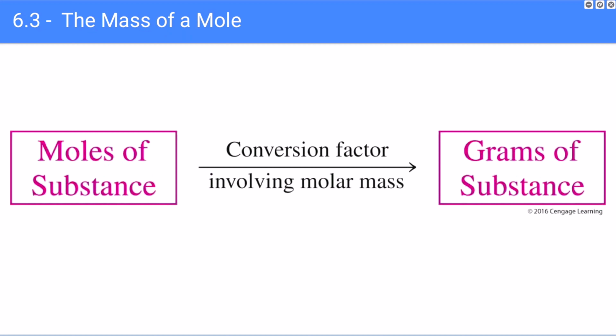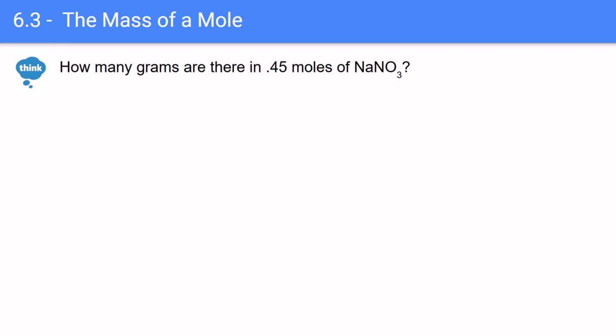Remember, the numbers on the previous slide are how many grams there are in 1 mole, just like what we discussed previously. The 1 always goes with the moles when we do these types of conversions. So let's continue our work with an example here. It says, how many grams are there in 0.45 moles of NaNO3?